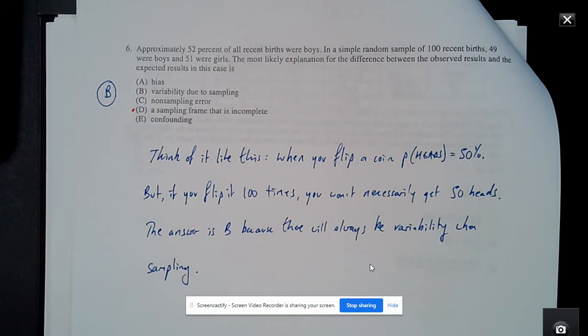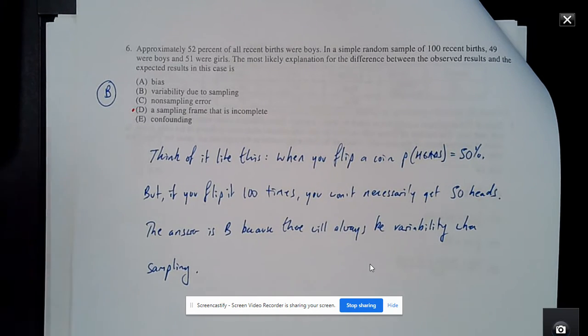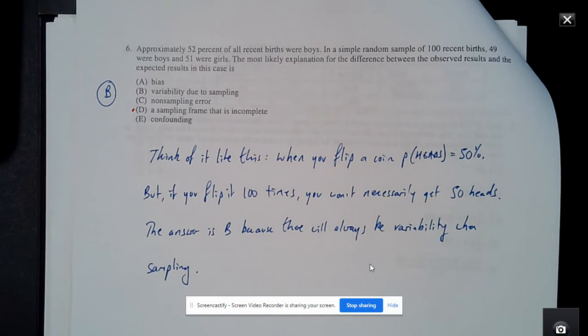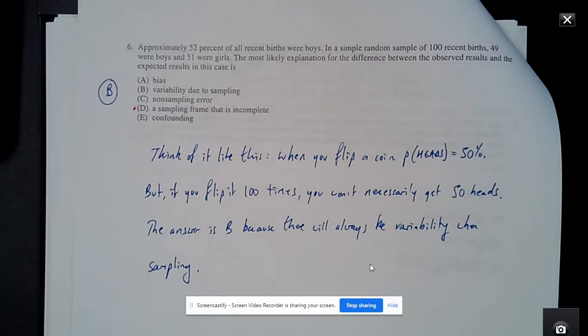Now, your response was a sampling frame that is incomplete. A sampling frame is just making sure that we have all the people that we were supposed to be interviewing. So in this case, our sampling frame would be 100, so that's not incomplete. And actually, that wouldn't make a lot of sense for this one.